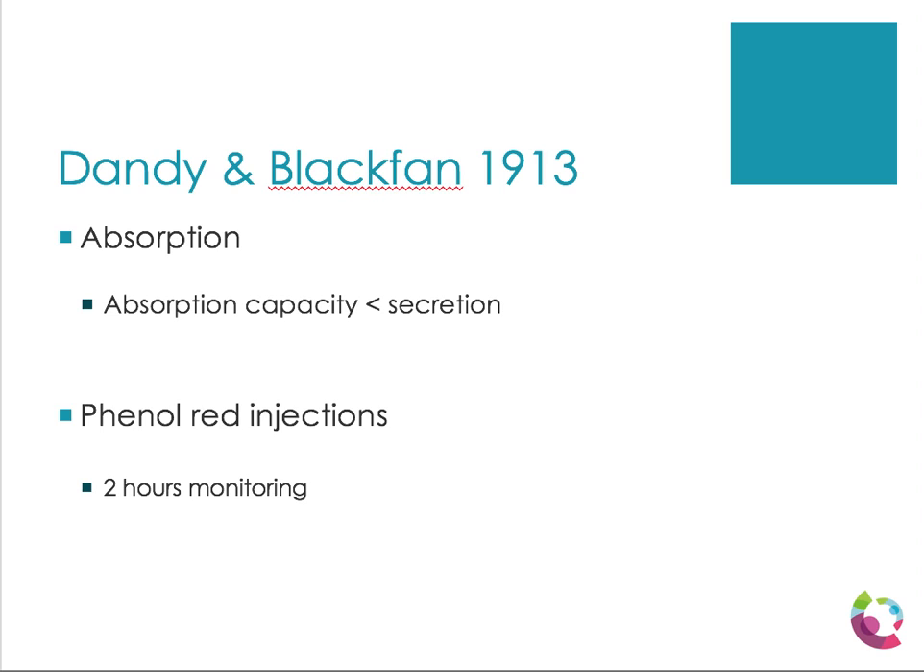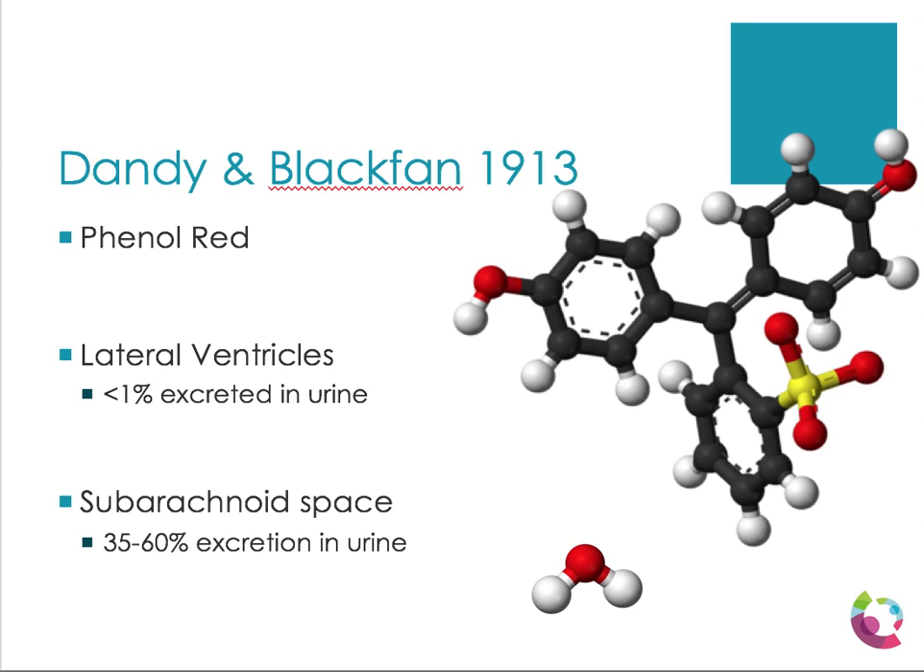To continue this, he did phenol red injections and 2 hours of monitoring. When he injected the phenol red into the lateral ventricles, he noted that less than 1% of it was excreted in the urine. But when it was placed in the subarachnoid space, particularly the cisterna magna, he noted a 35 to 60% excretion in the urine. And so he concluded from that that most of the CSF absorption has to be happening somewhere in the subarachnoid space and not within the ventricular system.